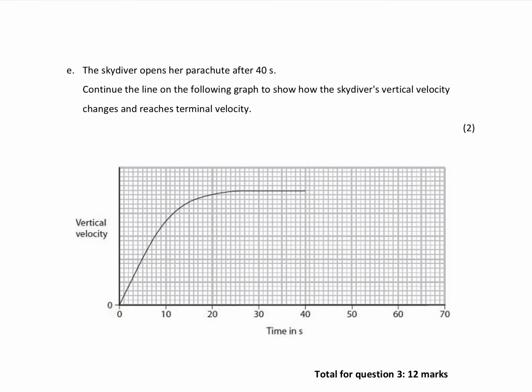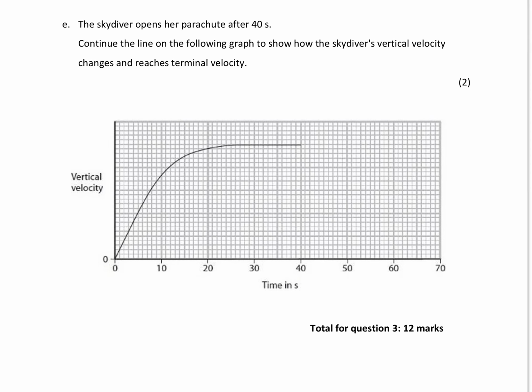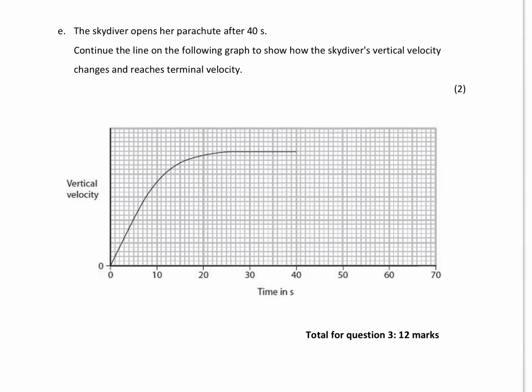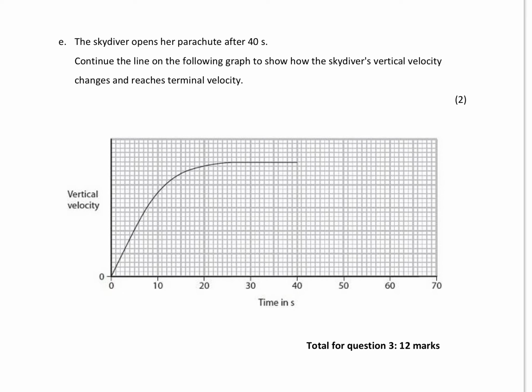Right, back to the skydiver opens the parachute. Continue the line on the graph to show what's happening. So, what's going to take place here is, at that speed, when this person opens the parachute, you're going to have a huge drag compared to the weight. So therefore you're going to get a huge resultant force, hence acceleration, which is actually a deceleration. So this is going to steeply go down.